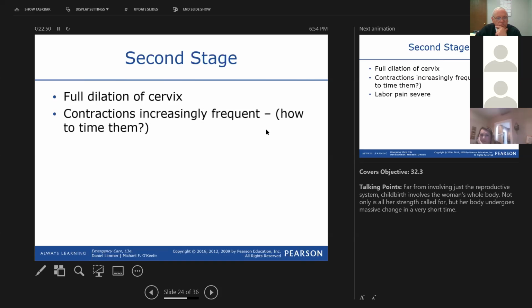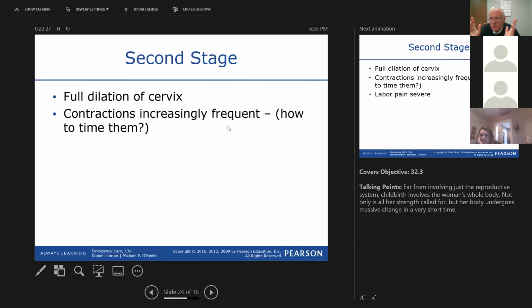So again, full dilation of the cervix, contractions get increasingly frequent. And when we talk about how far apart contractions are, once it gets around to 2 minutes, that's time to think about staying and delivering a baby. But you need to know how to time those, because it's not from the end of one contraction to the start of another. The interval is from the start of one contraction to the start of another. It's not in between, it's start to start. If that becomes 2 to 3 minutes, then we're thinking maybe, okay?